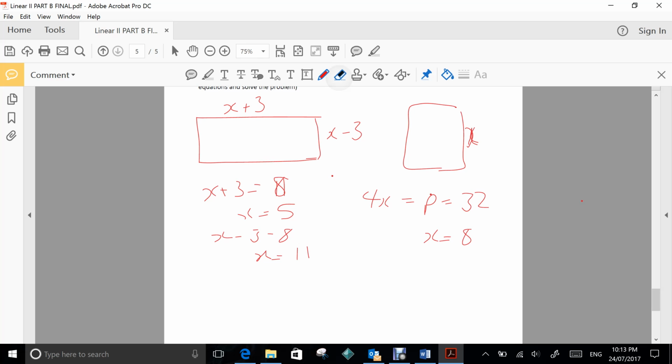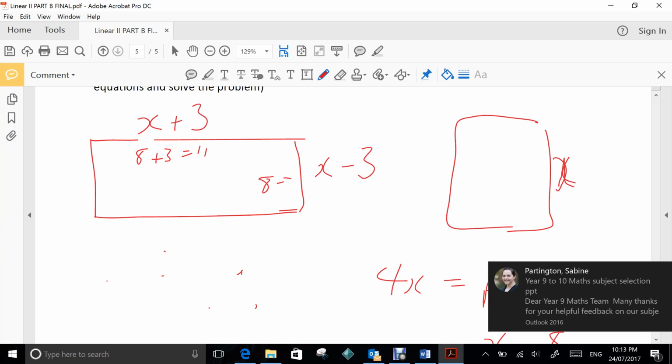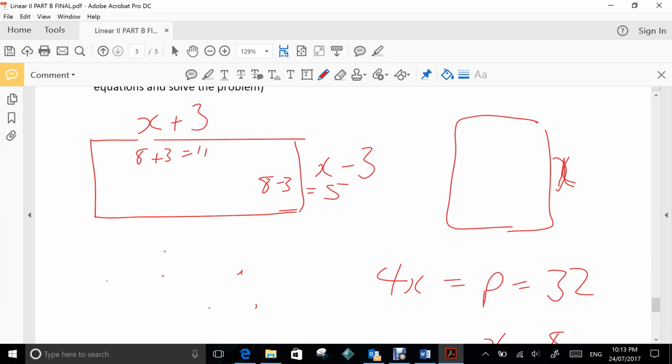Yeah, but mathematically, if we're going to solve that, let's get rid of this and let's just work out what this is. If x equals 8, then x plus 3 is 8 plus 3, which is 11, and this side is 8 minus 3, which is 5. That's actually all we needed to do. I way overcomplicated it. Something that we tend to do in mathematics.